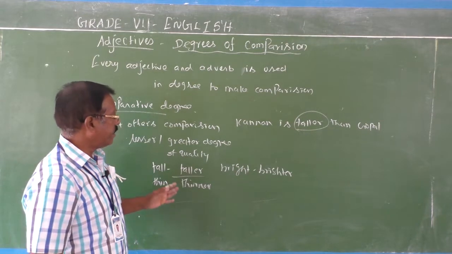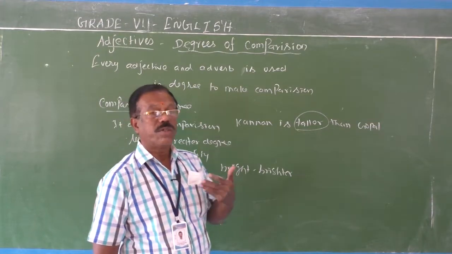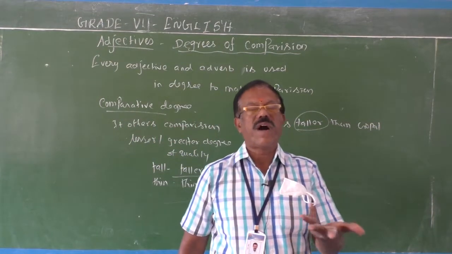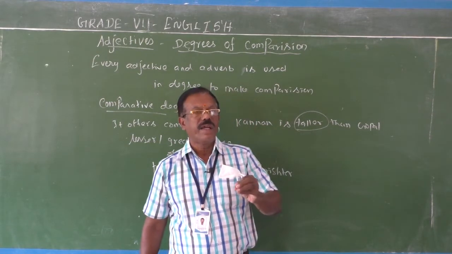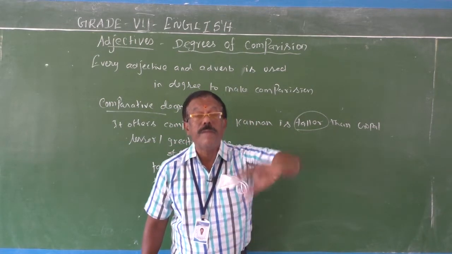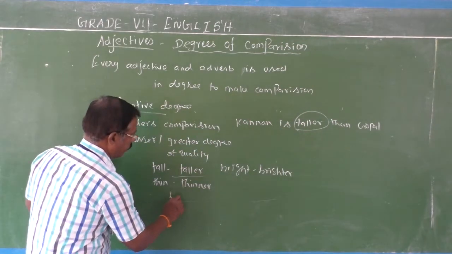Then suppose an adjective has more than two syllables. For such words, you have to make the comparative form by taking more before such adjectives. For example, beautiful.